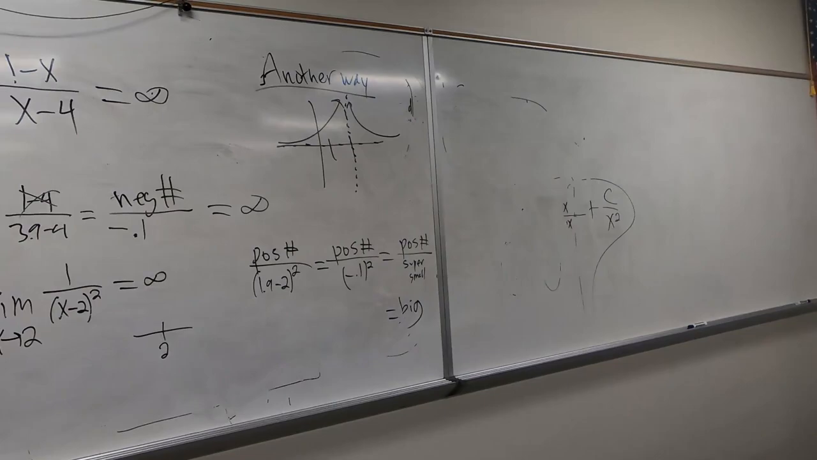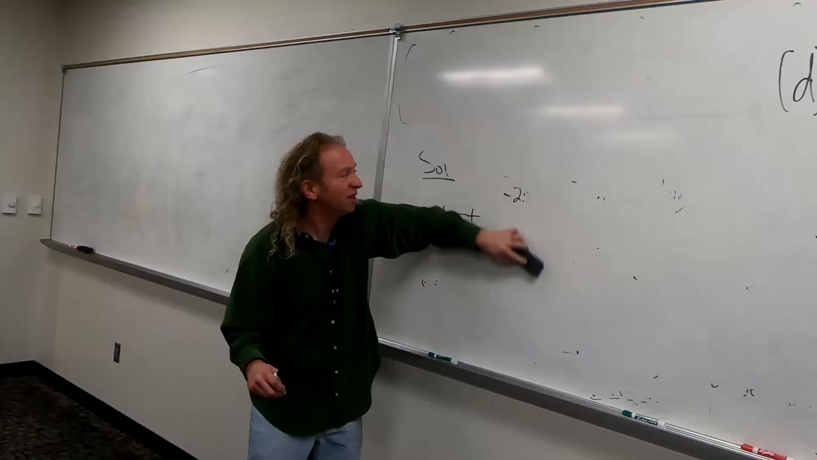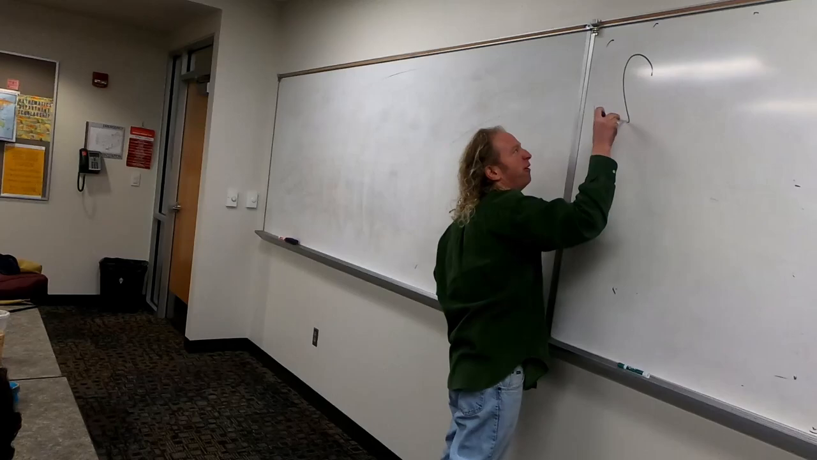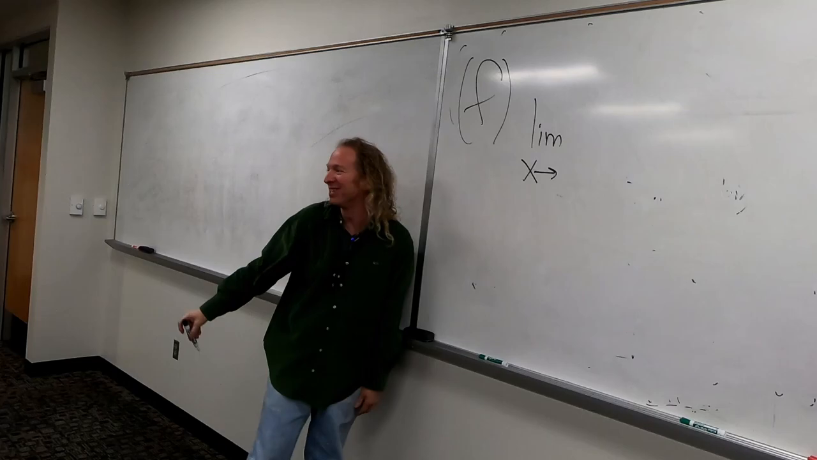Check this out. Let's just go nuts. A, B, C, D, E, F. F is next, yep. F. Failed. No, I'm kidding. Limit. Let's approach. This one's really hard. This one might be in the homework.